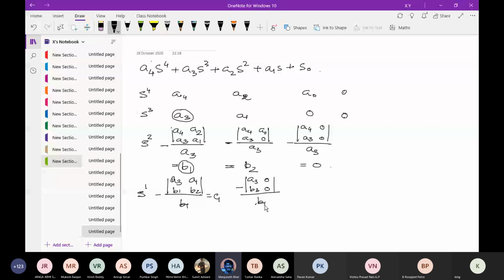Sir, what if A3 is 0? What if A3 is 0? Who's that? Manjunath, sir. You were there in my kinematics class, Manjunath? Yes, sir. Yeah.